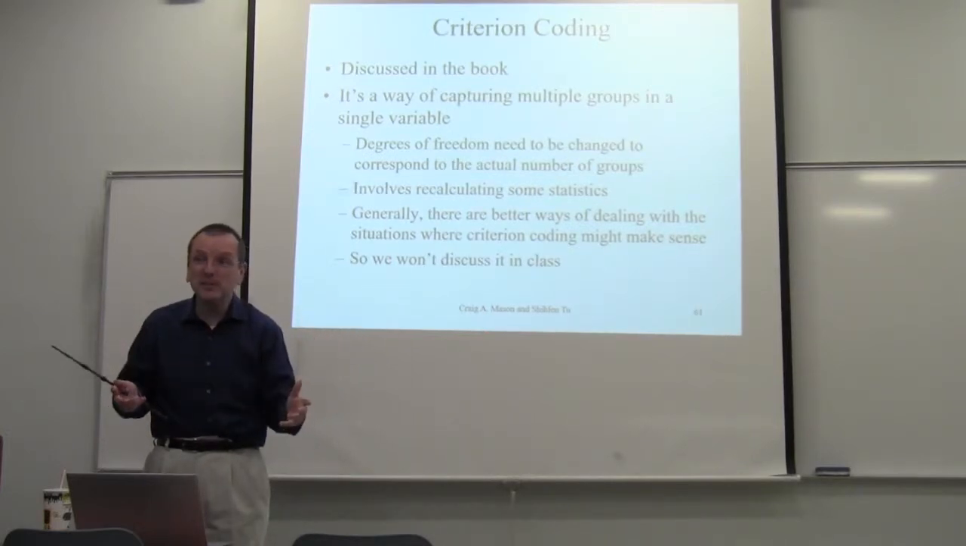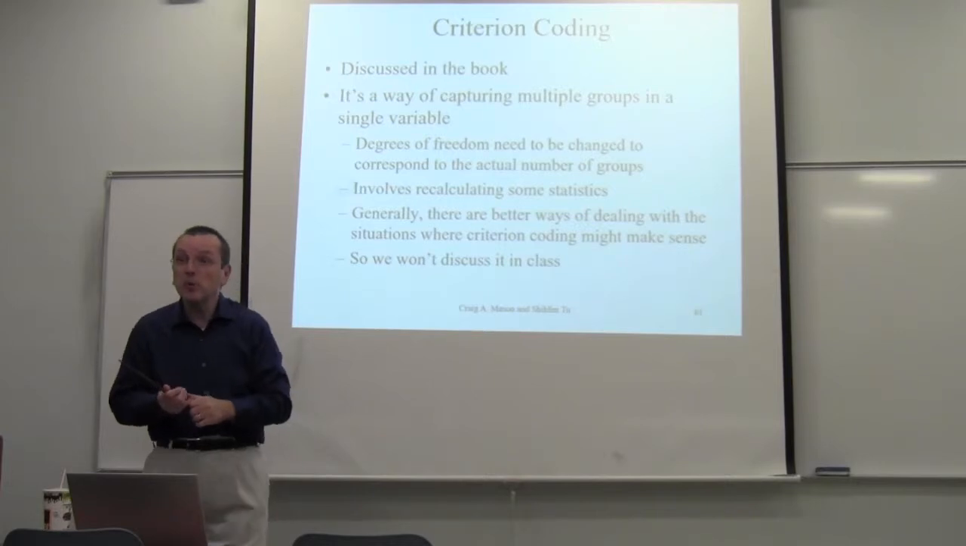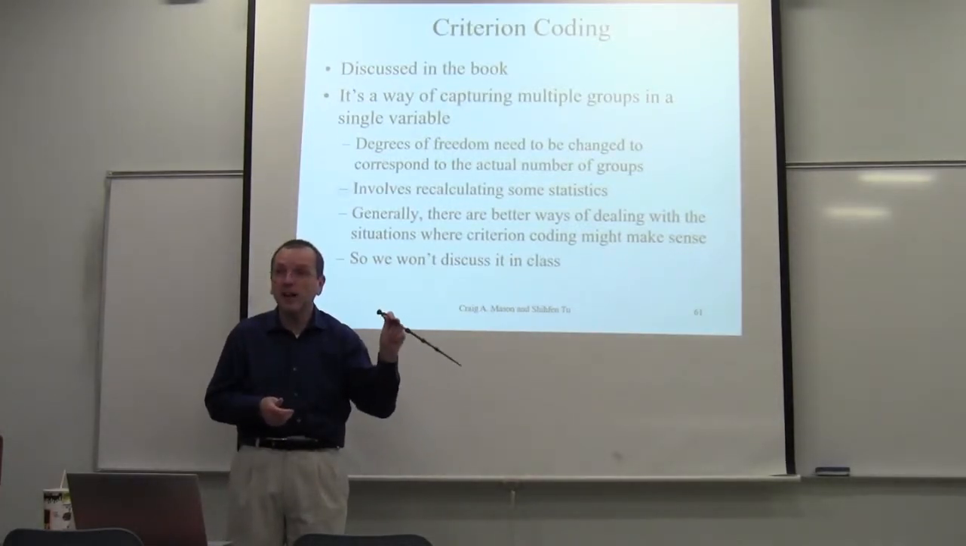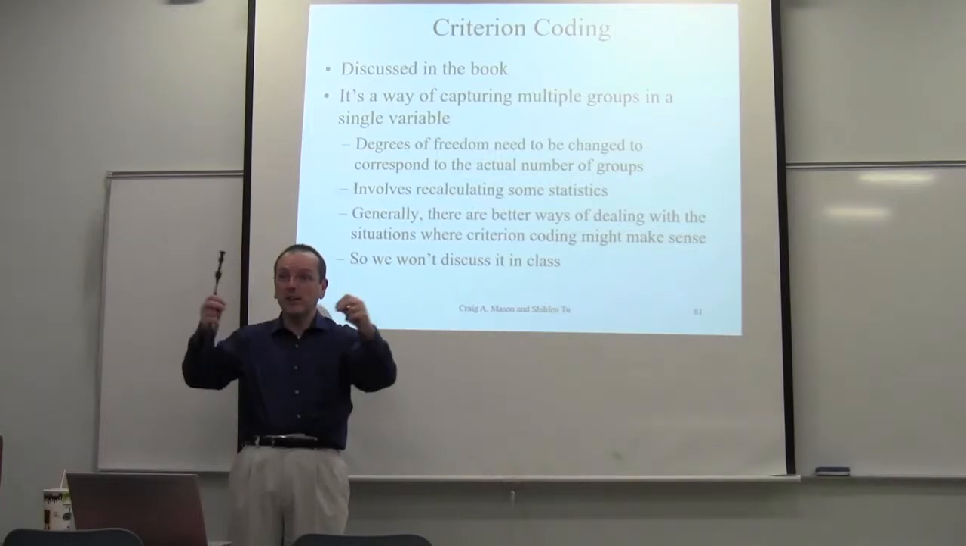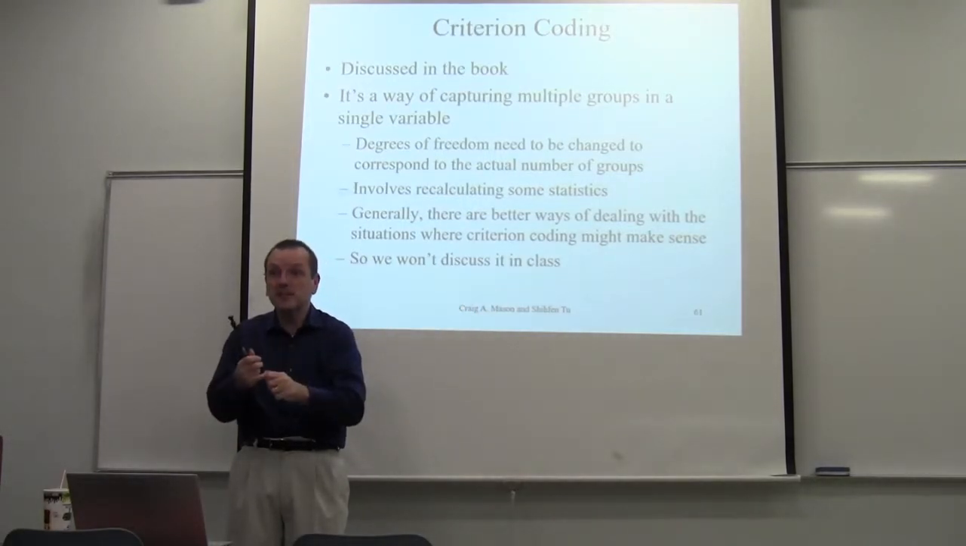The problem is, as they do point out in the book, your statistical output then is going to be wrong, because the computer doesn't know. SPSS doesn't know, oh, treat this as a criterion coded variable that's really 4 groups. It's going to treat it as if it's a continuous variable. And all your test statistics are going to be based on the wrong degrees of freedom.